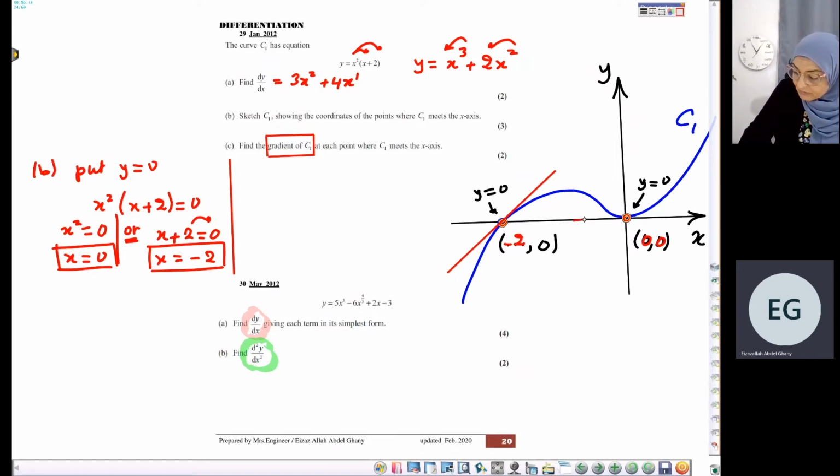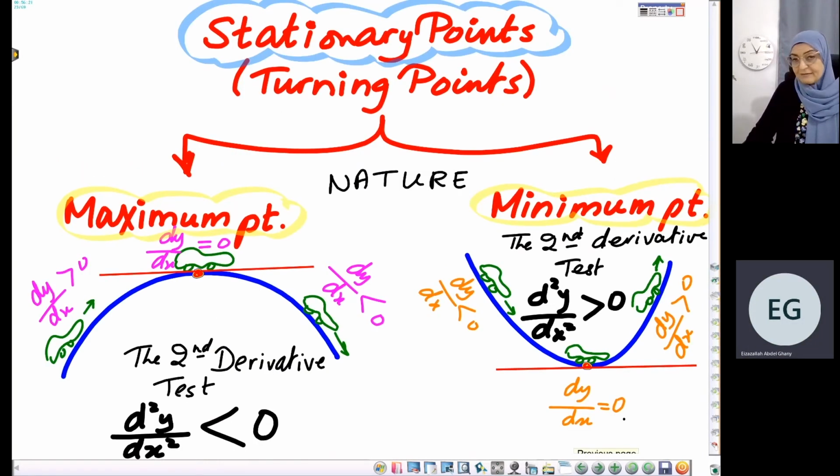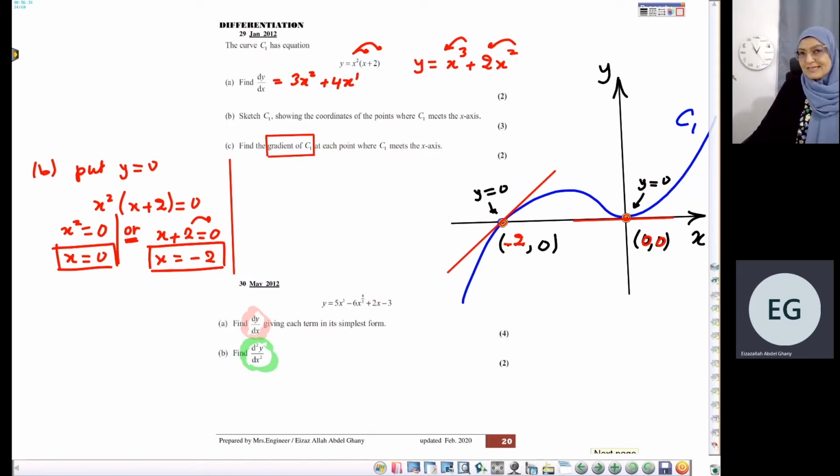What about the gradient at this point? We said before that the gradient of the tangent to the curve at the minimum point or at the maximum point is 0 without calculations, because difference in y's over difference in x's, the difference in y's is 0. So if you name them point A and point B, it will make it easier for you. This is point A and this is point B.